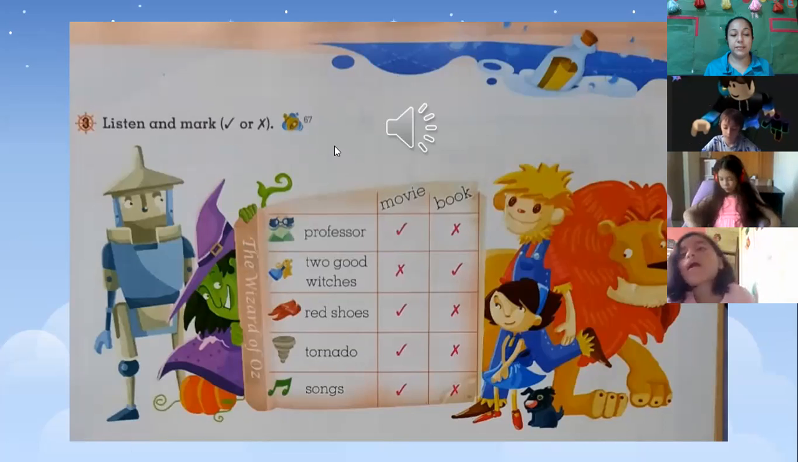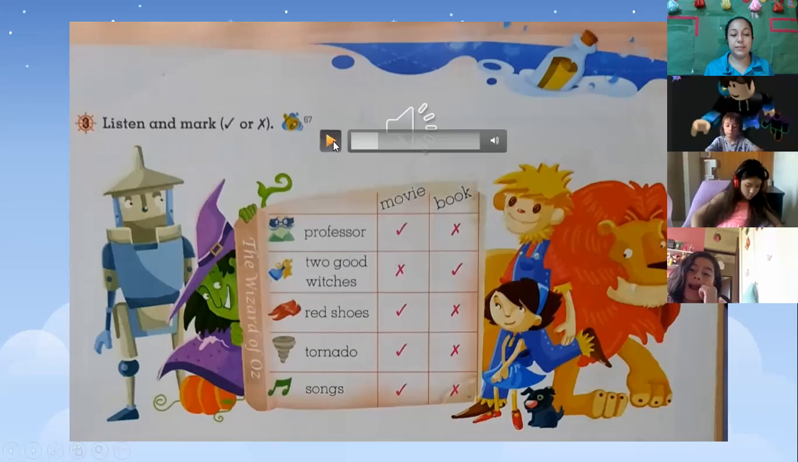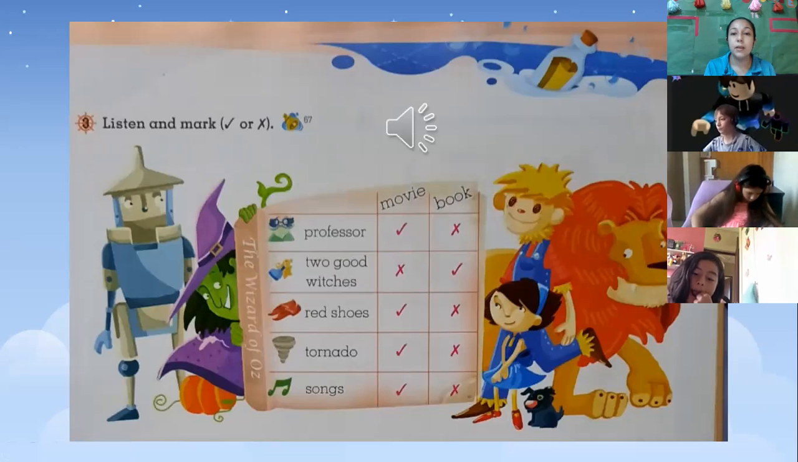Okay, that girl says that in the movie, there was a professor, yes? For that reason, you write a tick, okay? Escribe un cheque in the movie, because there was a professor. Okay, let's continue. There wasn't a professor in the book. Okay, and the girl says that there wasn't a professor in the book.